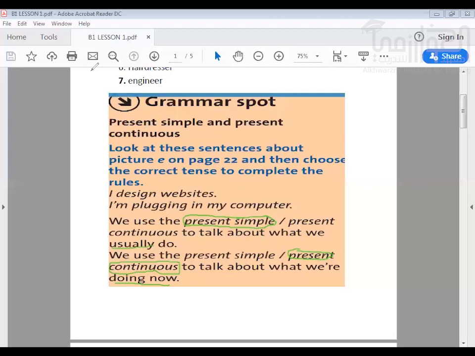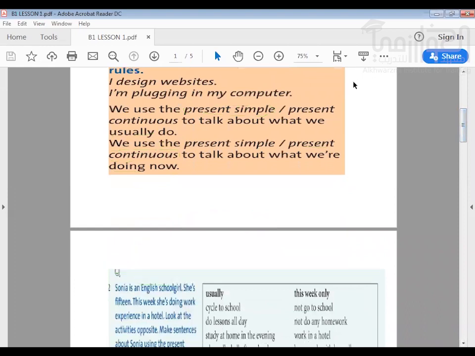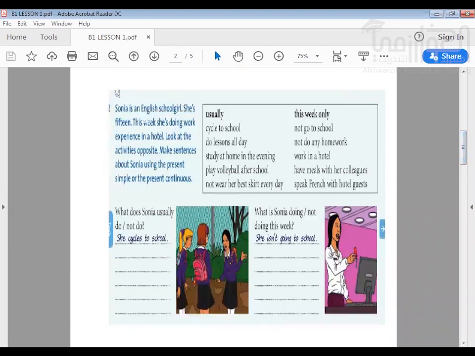Okay, so now we can look at some exercise to help us understand what we mean by this. Now let's look here. Sonia is an English school girl. She's 15. This week she's doing work experience in a hotel. Look at the activities opposite. So these are the activities. Make sentences about Sonia using the present simple or the present continuous.